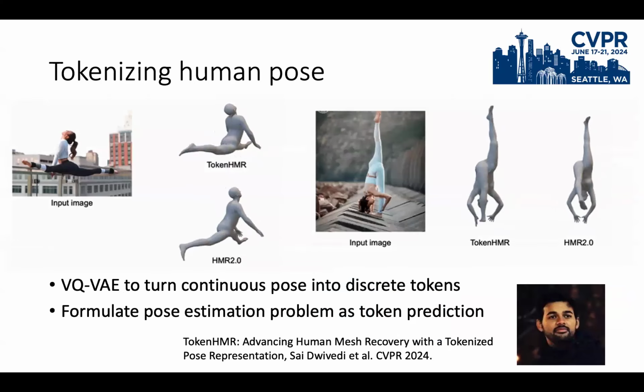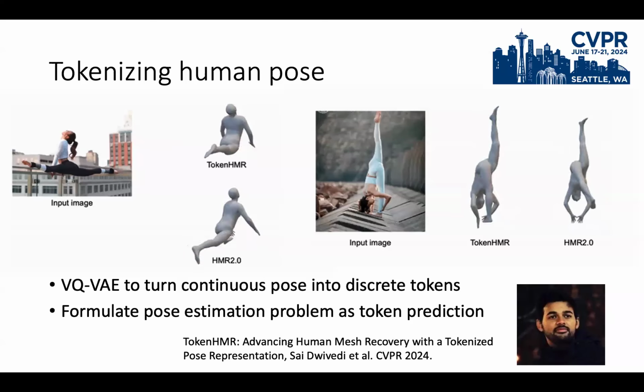This is just a comparison between 4D Humans or HMR 2.0 and Token HMR. It can deal with really complex poses, which is great. You don't pay a big penalty in terms of accuracy for the tokenization. The accuracy you pay for tokenizing is way, way, way below the errors you get in existing methods. So check that out.